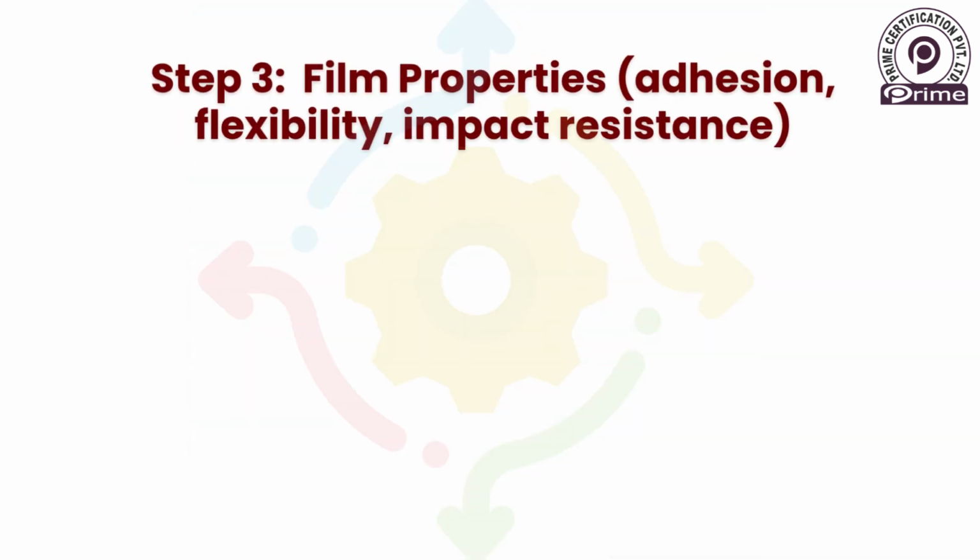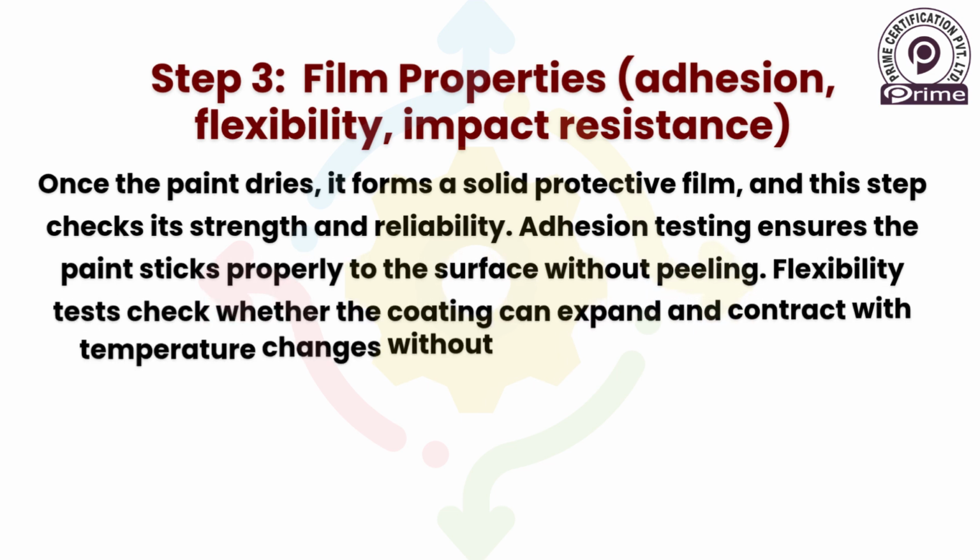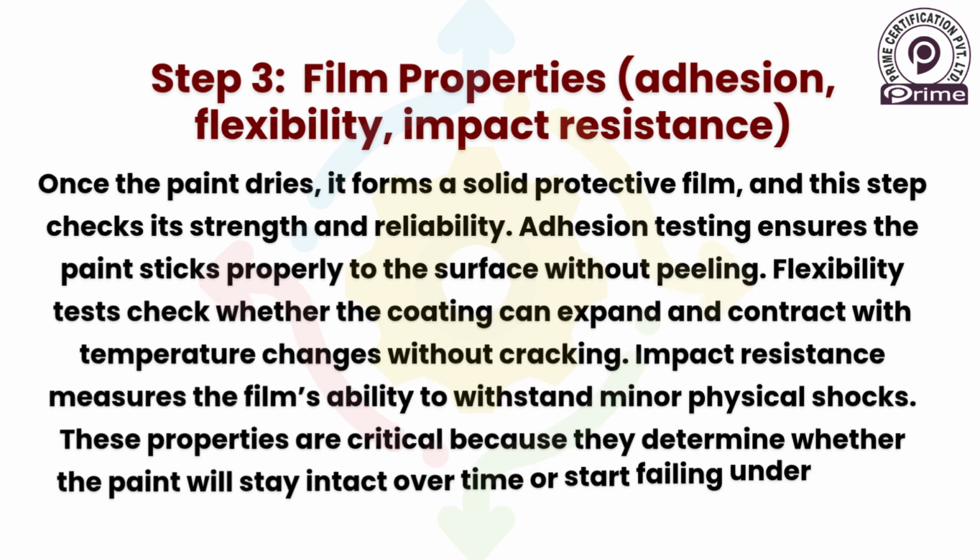Step 3. Film properties: adhesion, flexibility, impact resistance. Once the paint dries, it forms a solid protective film, and this step checks its strength and reliability. Adhesion testing ensures the paint sticks properly to the surface without peeling. Flexibility tests check whether the coating can expand and contract with temperature changes without cracking. Impact resistance measures the film's ability to withstand minor physical shocks. These properties are critical because they determine whether the paint will stay intact over time or start failing under stress.